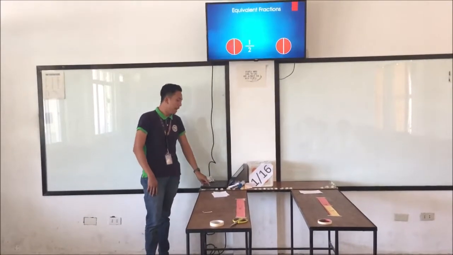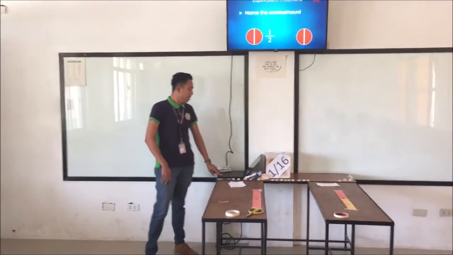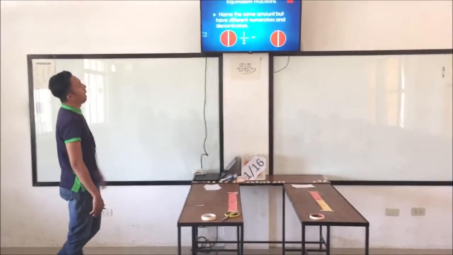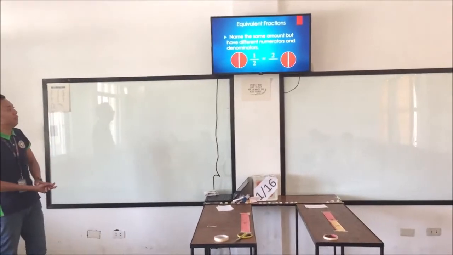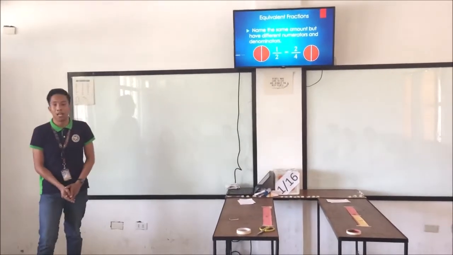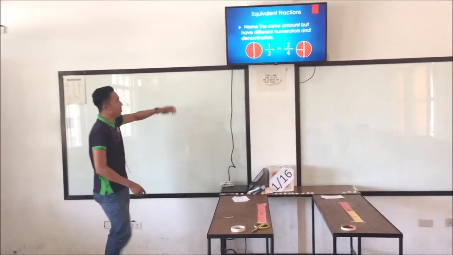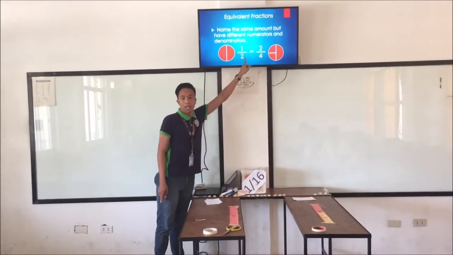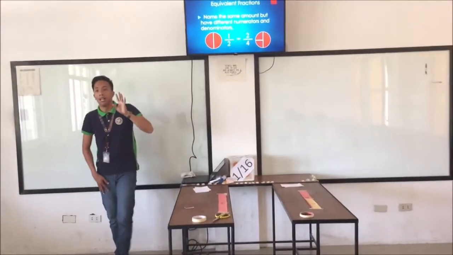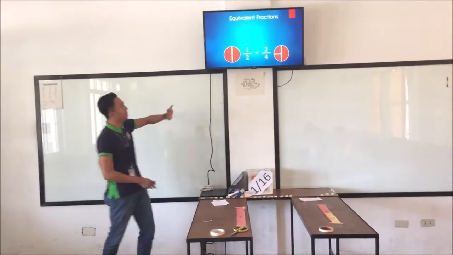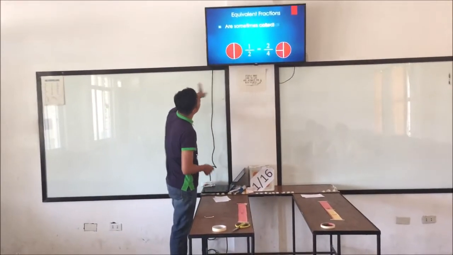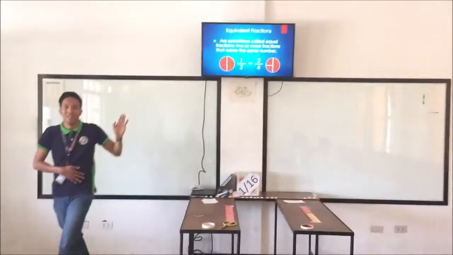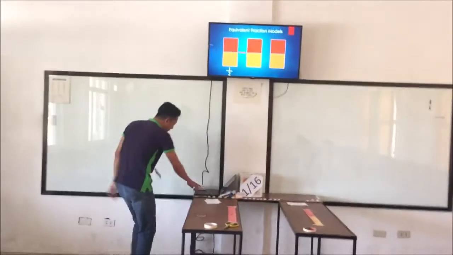Okay? Now, let us discuss equivalent fractions. These are the same amount but have different numerators and denominators. As I said a while ago, since they have different numerators or denominators, still they are the same. How? For example, this one.